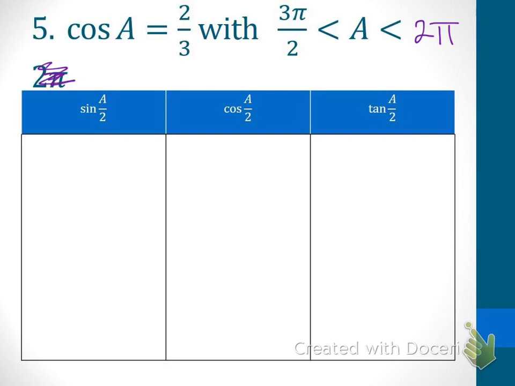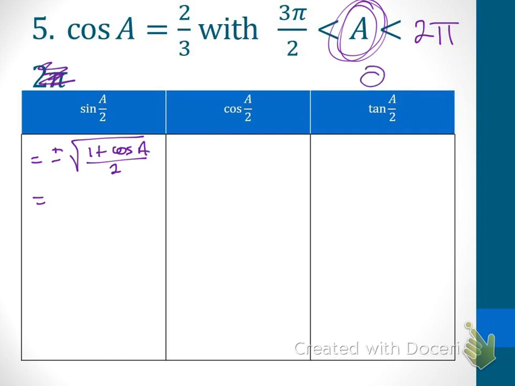So for sine of the half angle, to get that value, we've got to take plus or minus the square root of 1 plus cosine of the original angle all over 2. Okay, now, this says that A is in the quadrant between 3 pi over 2 and 2 pi, which is quadrant 4. Right? So since it's in quadrant 4, we've got to pay attention.